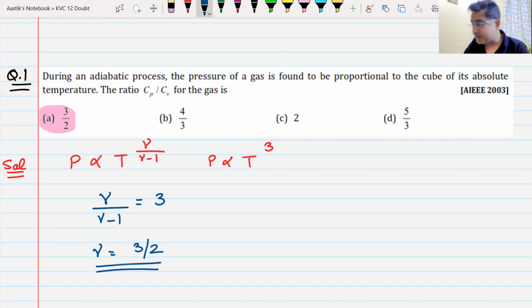The benefit of remembering the processes in different forms. Can you move on to the next one?